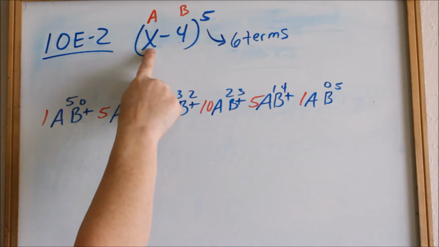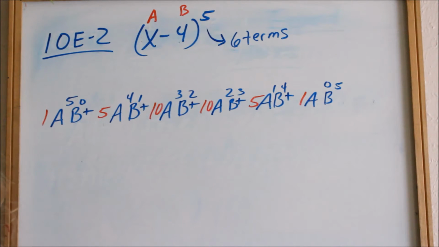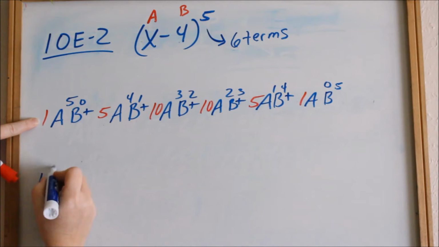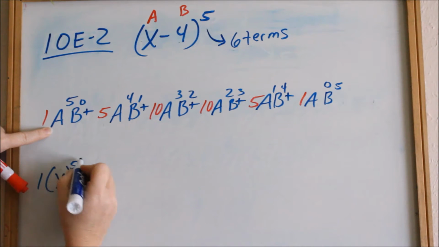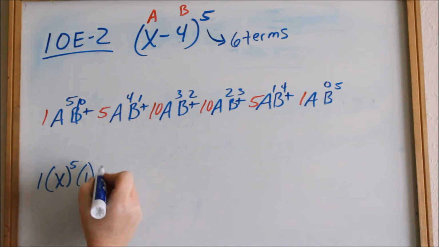So everywhere I see an a, I'm going to put an x. Everywhere I see a b, I'm going to put in -4. And we've got to keep up with our negatives. Okay? So this first term, I have 1 times a to the 5th. A is x, so x to the 5th. B to the 0 is just 1. You can write it if you want to.